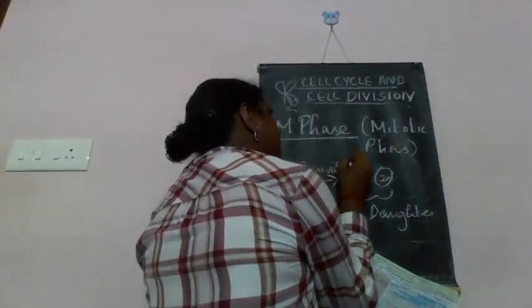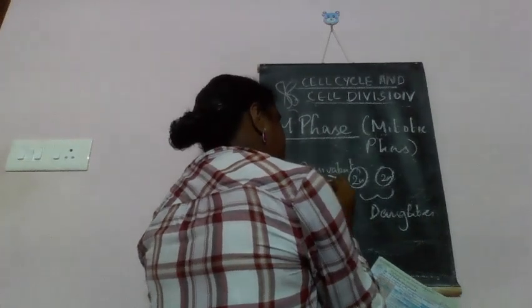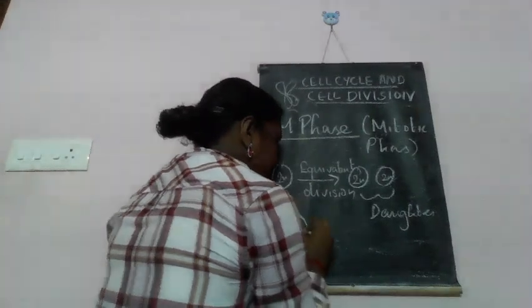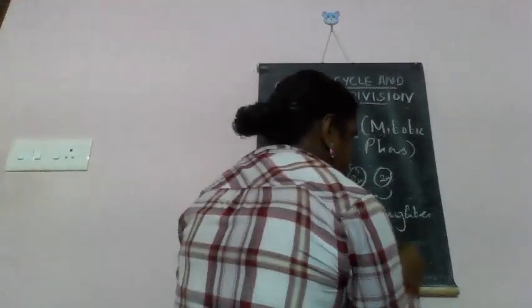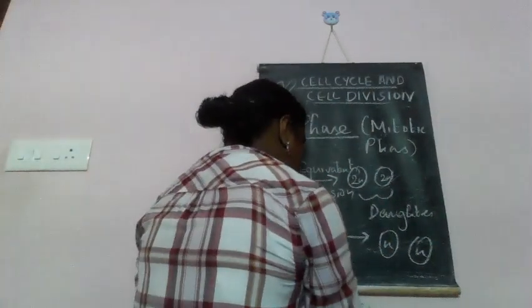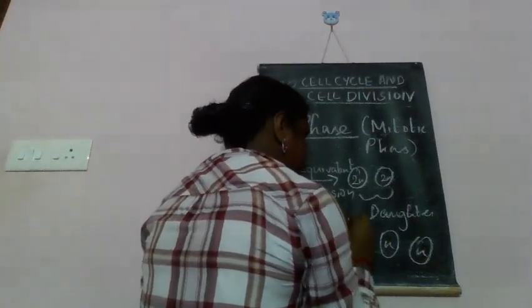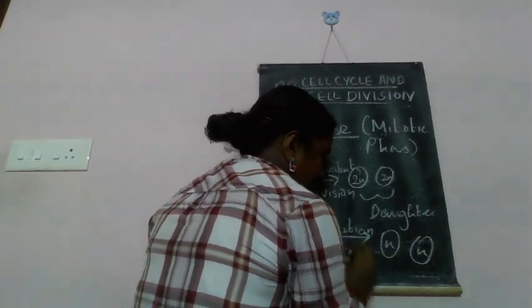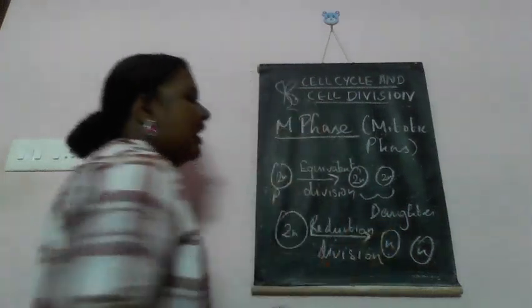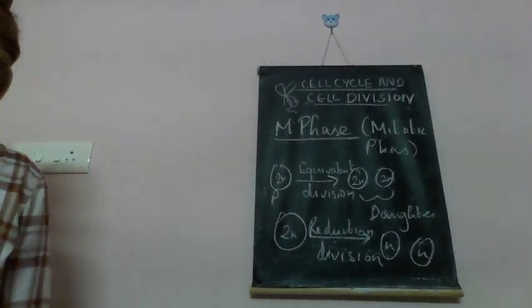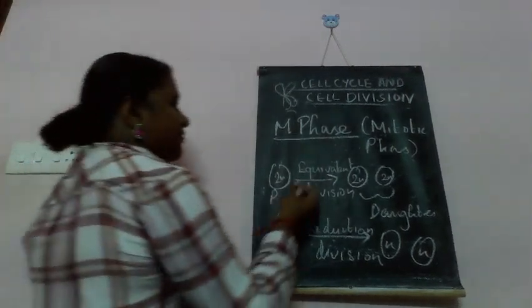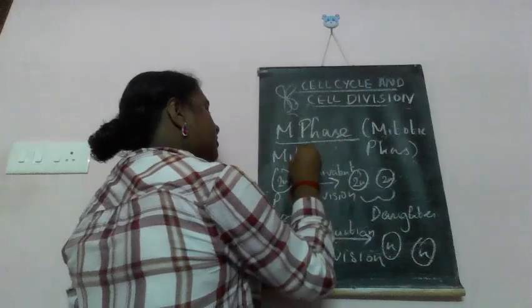Equivalent division. Just saying it right now, but if it was meiosis, 2n happens, you'll get n and n. Here it is basically reducing, so it is reduction division. Just comparing it right now, because I felt that if you say it like this, it would be useful and you will remember it better.